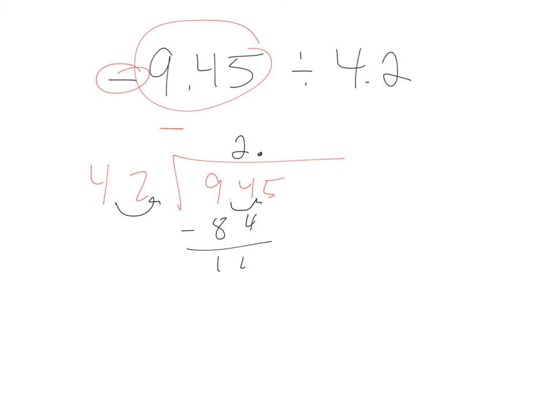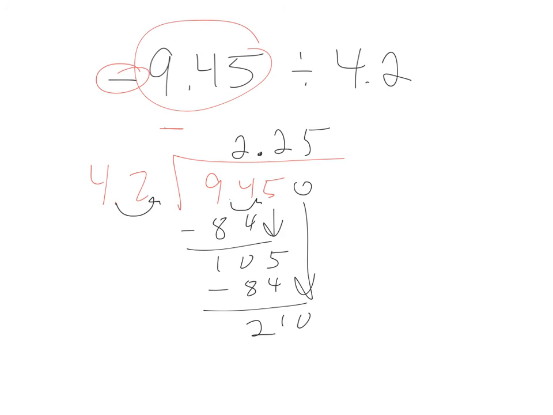Subtract, you get 10. Bring down the 5. And then how many times does 42 go into 105? That'll be 2 times again. 2 times 42 is 84. Subtract, you'll end up getting 21. Add a 0, bring it down. How many times does 42 go into 210? That would be 5 times. 5 times 42 is 210. So you end up with nothing left. It's negative 2.25.